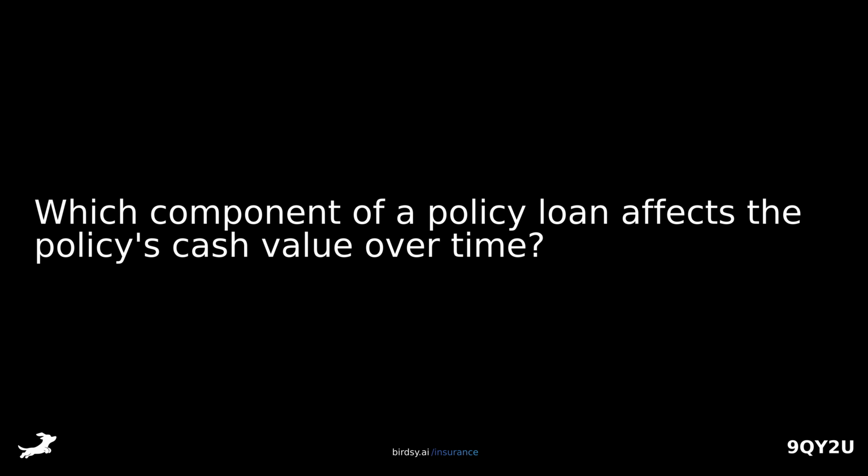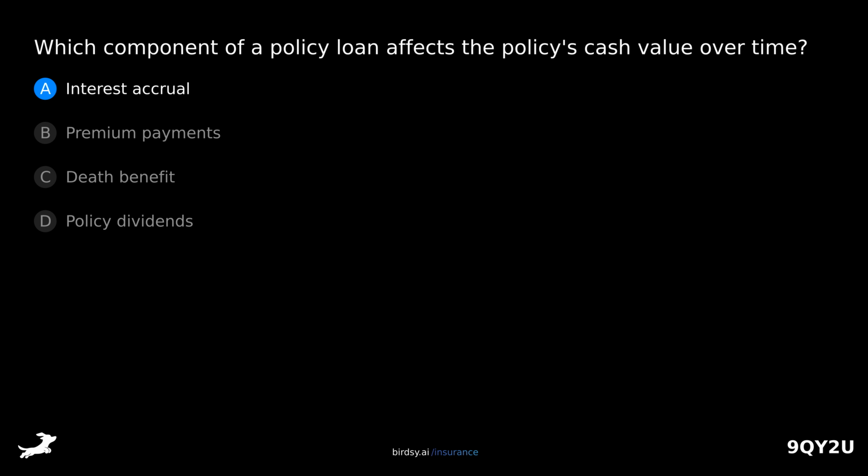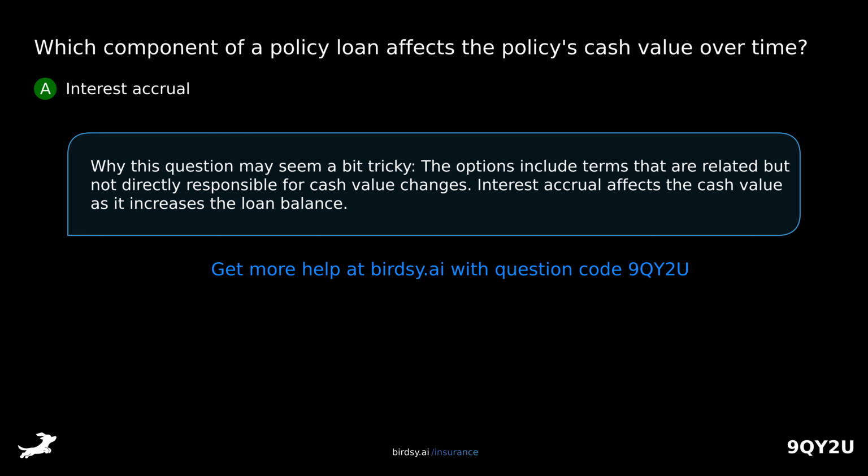Which component of a policy loan affects the policy's cash value over time? Is it A, interest accrual, B, premium payments, C, death benefit, or D, policy dividends? The answer is A, interest accrual. Why this question may seem a bit tricky. The options include terms that are related but not directly responsible for cash value changes. Interest accrual affects the cash value as it increases the loan balance.